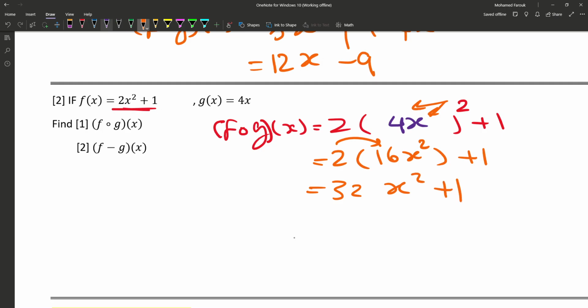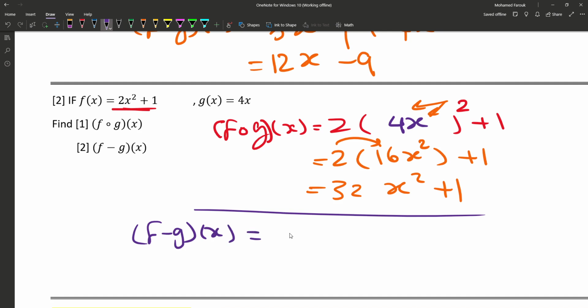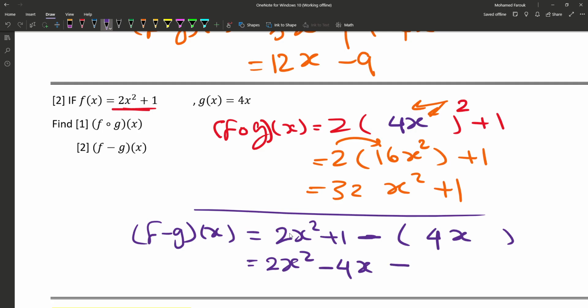Okay, about the second part, we need to get f minus g of x. You have to be careful when you're dealing with a negative sign. We will start with f, 2x squared plus 1 minus an open bracket, and this is 4x. If you have a binomial, trinomial or polynomial, something like this, you have to distribute your negative sign, but actually right now we don't have to. So it will be 2x squared and negative 4x. We will just arrange them and then plus 1, and this is your solution.